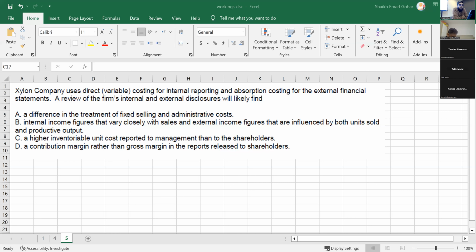So my friends, another good question we have is: a review of the firm's internal and external disclosures will likely find what? The company used direct or variable costing for internal reporting and absorption costing for external reporting. Remember, we know this already. Absorption costing is used for external reporting and variable costing is used for internal reporting. We know this, and the company is also using accordingly. So basically the question is not about absorption and variable costing.